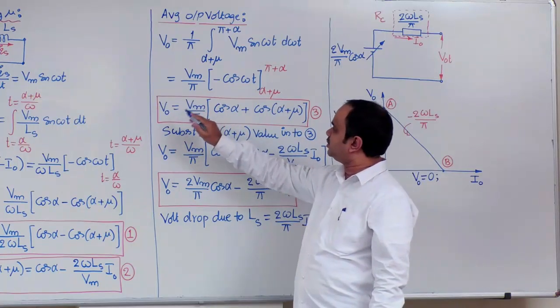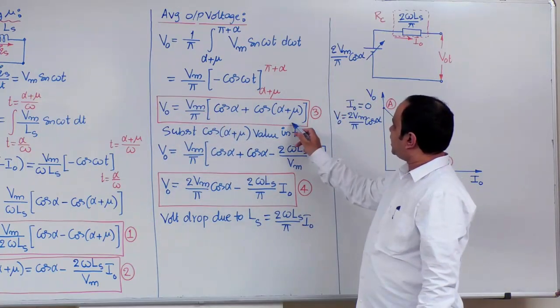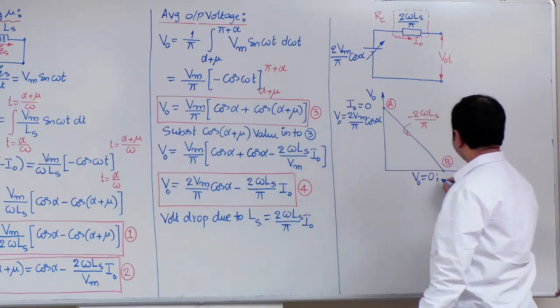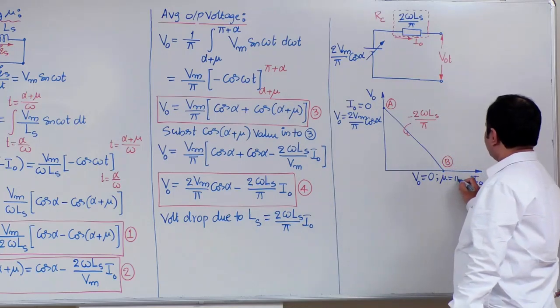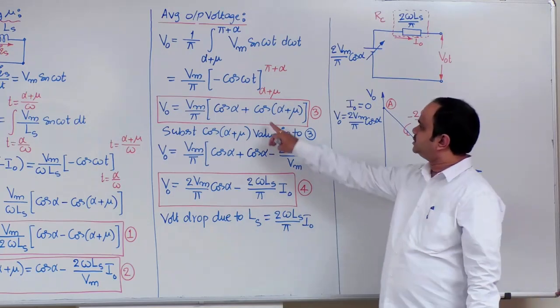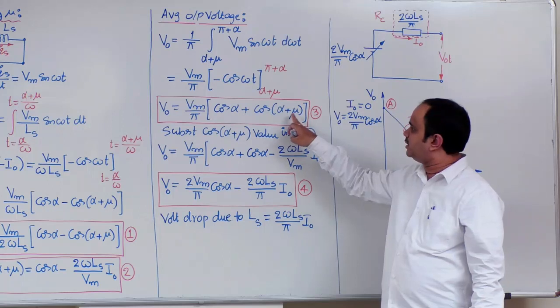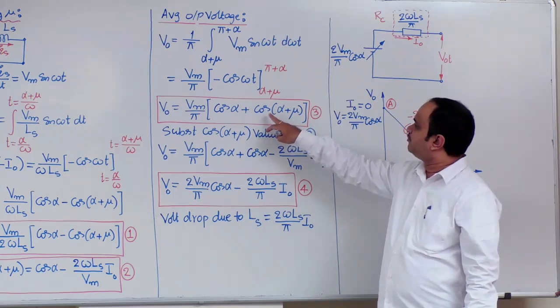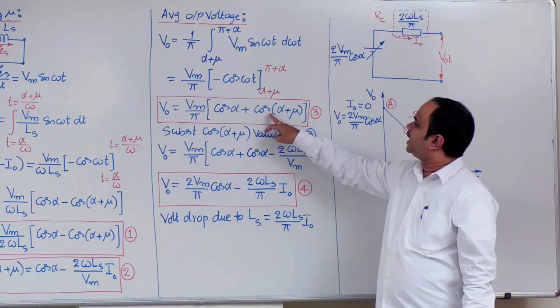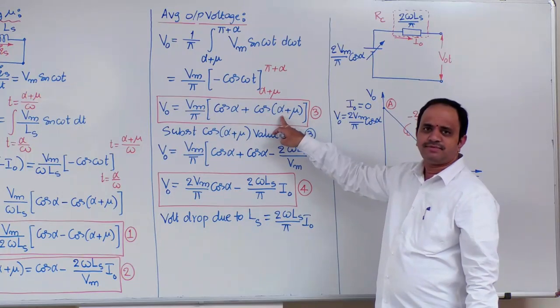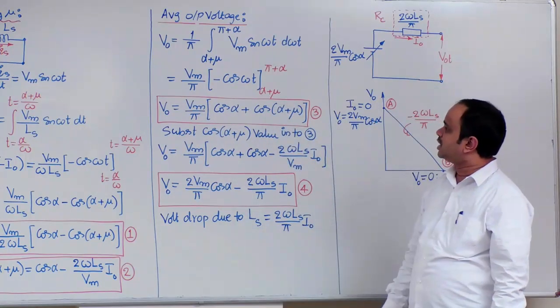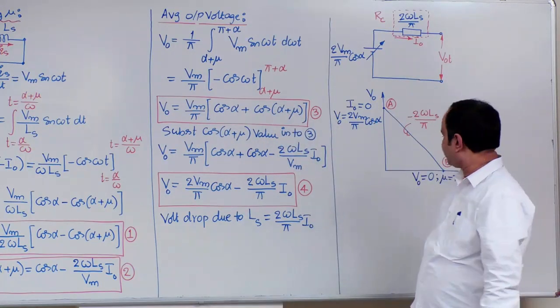If V naught is equal to 0, we can say that mu value is equal to pi. Just cross check it once. Mu is equal to pi. Why? Suppose mu is equal to pi, cos of pi minus pi plus alpha will give you minus cos alpha, then it will be 0.